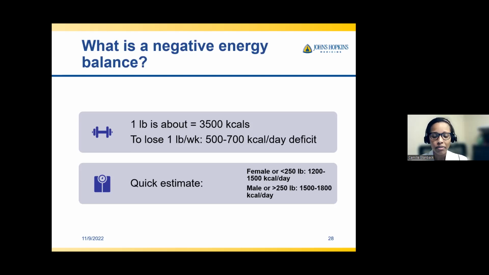A quick estimate is that for a female patient under 250 pounds, this would amount to 1,200 to 1,500 kilocalories per day. And for a male patient over 250 pounds, 1,500 to 1,800 kilocalories per day. This is all dependent on other medical conditions and what is safe. So before embarking on a diet plan, I always advise people to discuss everything with their doctor.